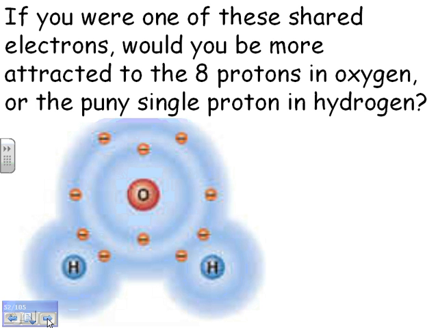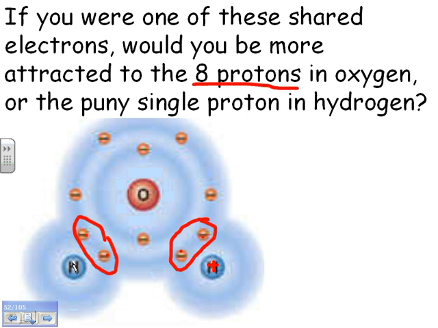If you were one of these shared electrons, so let's look. Here are the shared electrons. This one belonged to hydrogen, and maybe this one belonged to oxygen. And here are the shared electrons. Maybe this one belonged to hydrogen, and that one belonged to oxygen. So if you were one of these shared electrons, would you be more attracted to those 8 protons that are in oxygen, or the puny single proton in hydrogen? So hydrogen has 1 proton. And this I can show you on the periodic chart, but if you just trust me on this one, hydrogen is little.